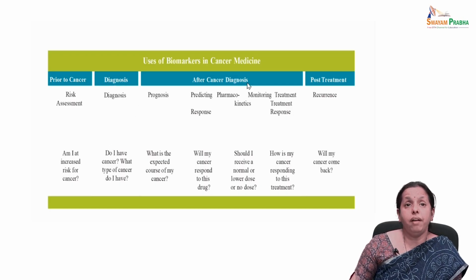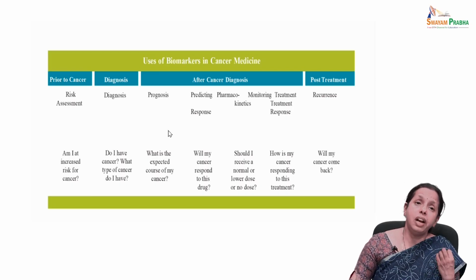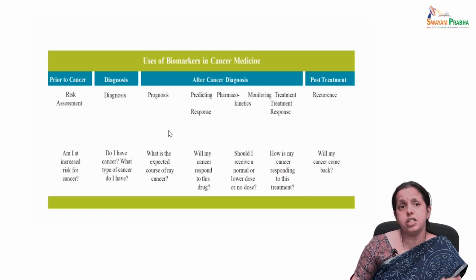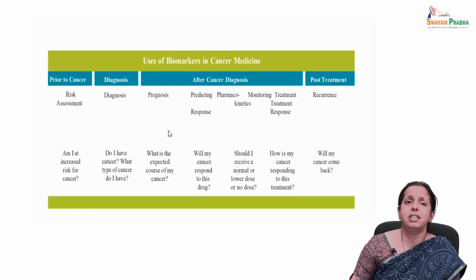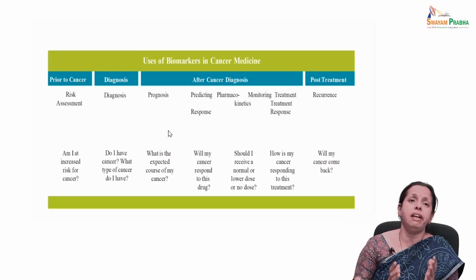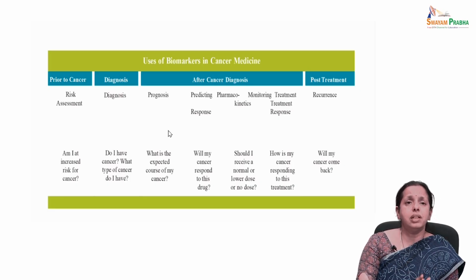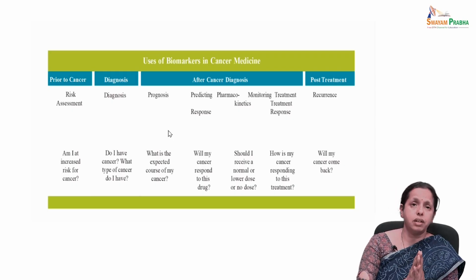Then after cancer diagnosis, prognosis: what is the expected course of the cancer? For example, you have a certain set of genes where, if the patient is positive for this particular set of genes, the outcome may be very poor. They may progress, and their prognosis will be poor. Then can you predict response? You have a set of genes, and if you are giving them a targeted therapy, will this cancer respond to this particular drug? Yes. Can we use these biomarkers here?